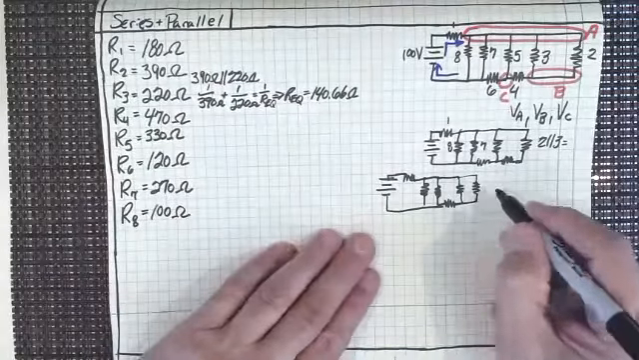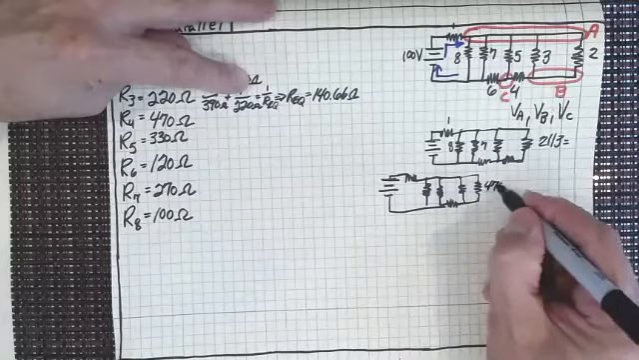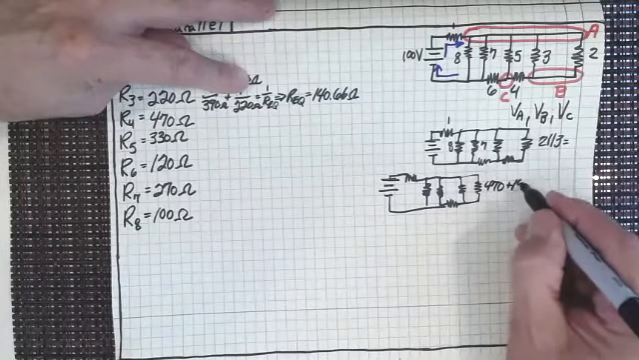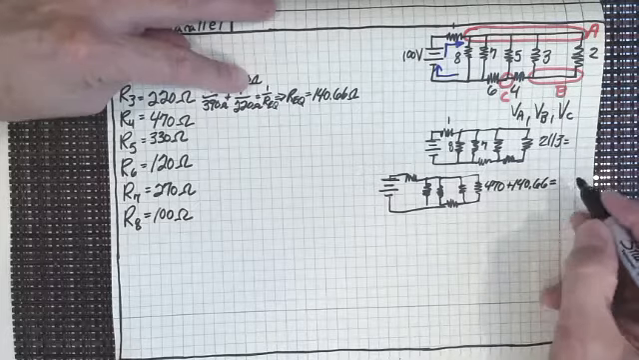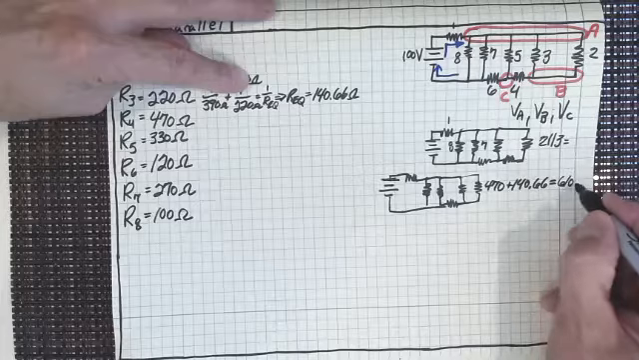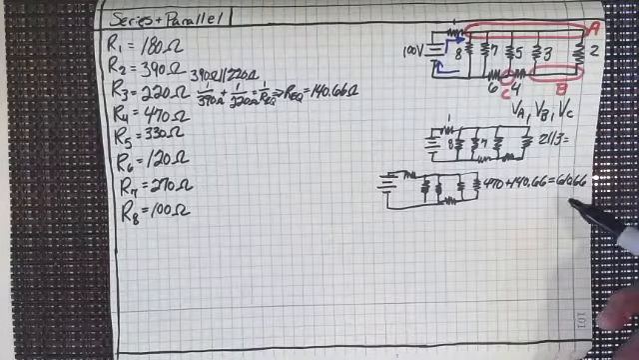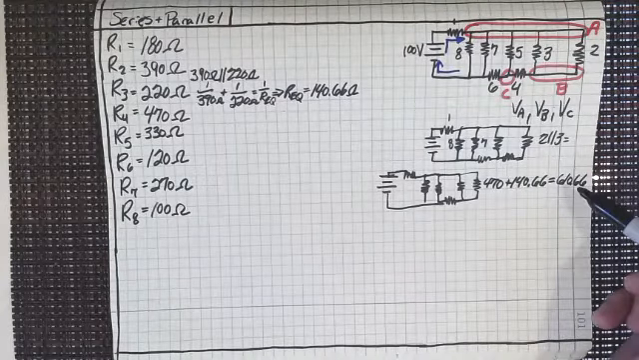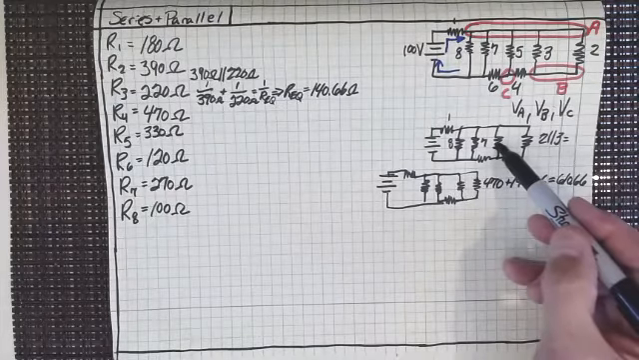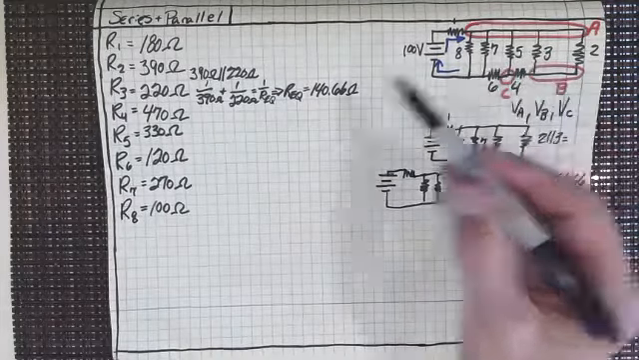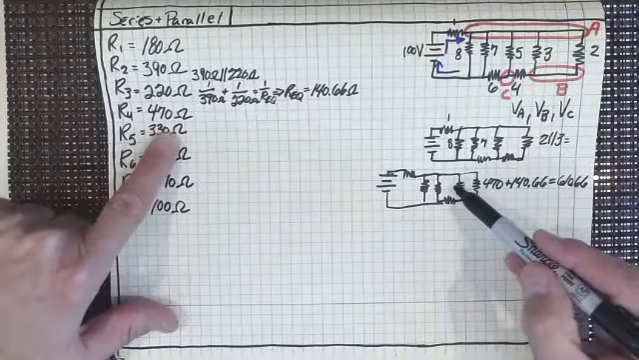So this resistor right here now is going to be 470 plus 140.66, or 610.66. I hope I did that right. Yeah, I'm pretty sure I did. So 610.66, and then the one that's right next to it, this one right here, which is number 5. Number 5 right here is now in parallel with that.